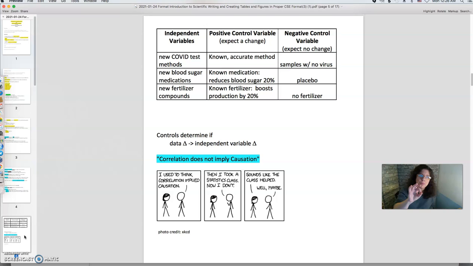Positive control groups are control groups where you expect a change. Negative control groups are groups where you expect no change.